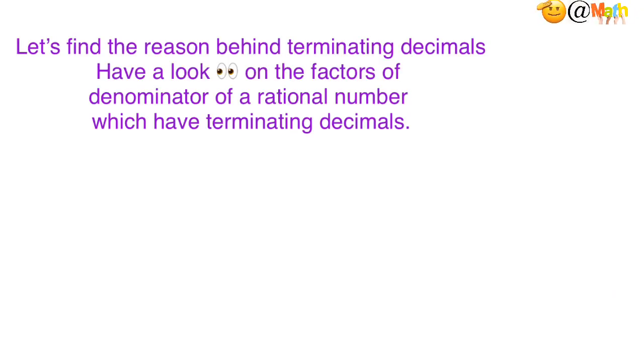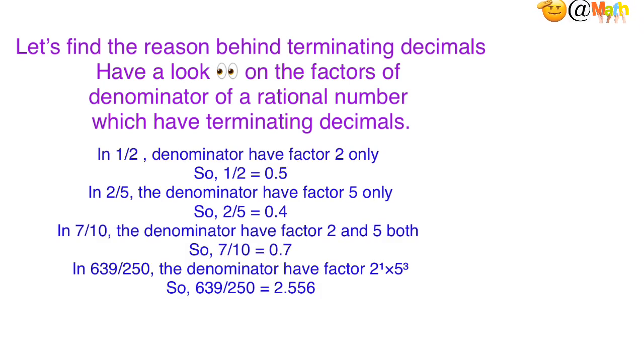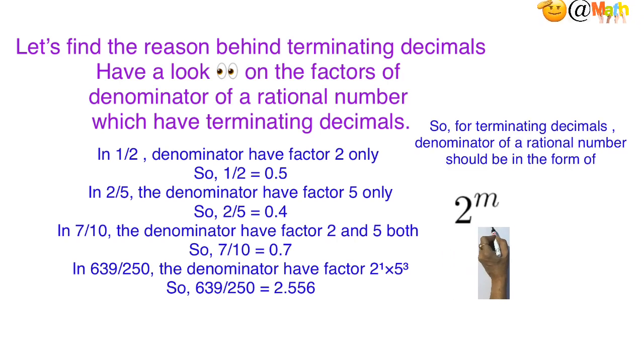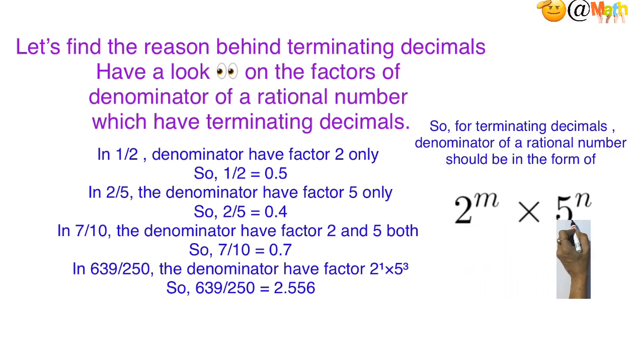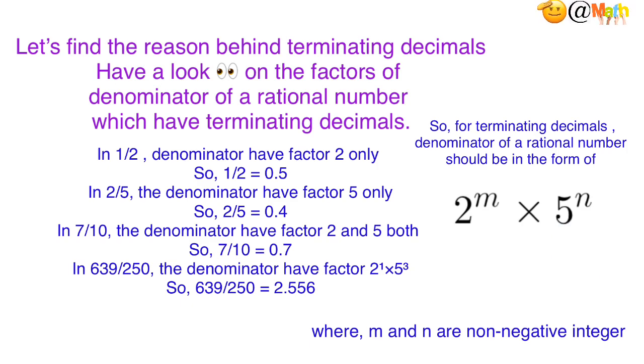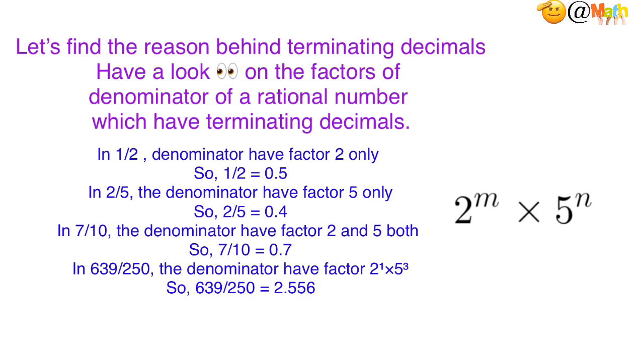Let's find the reason behind terminating decimals. Have a look at the factors of the denominator of a rational number which has a terminating decimal. In 1 by 2, the denominator has factor 2 only, so 1 by 2 equals 0.5. In 2 by 5, the denominator has factor 5 only, so 2 by 5 equals 0.4. And similarly, you can see. So for terminating decimals, the denominator of a rational number should be in the form of 2 to the power m into 5 to the power n, where m and n are non-negative integers. It means whole numbers.